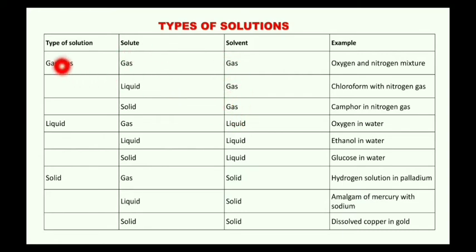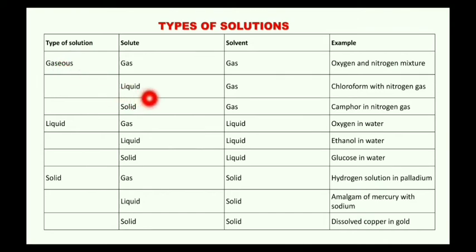So let us look into the first type, where the solute and the solvent are both in the same state. That is, both of them are in gaseous form. The example here is when oxygen gas is dissolved in nitrogen gas, they form a solution, that is, they form gaseous solutions. Here both solvent and solute are in the same phase, that is, both of them are in gaseous state, so they are called gaseous solutions.